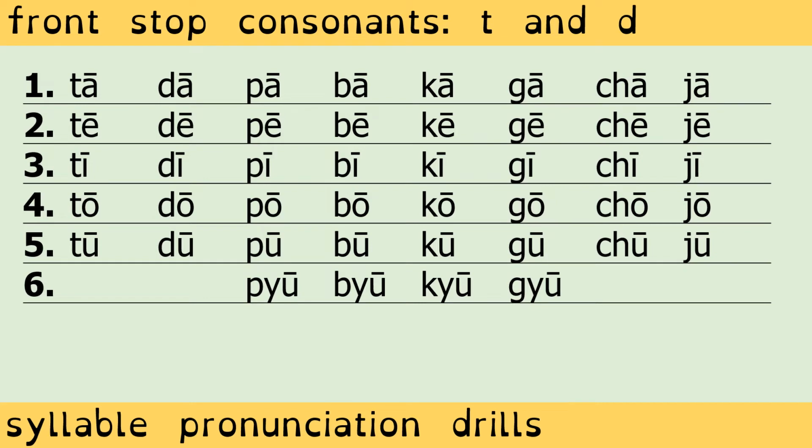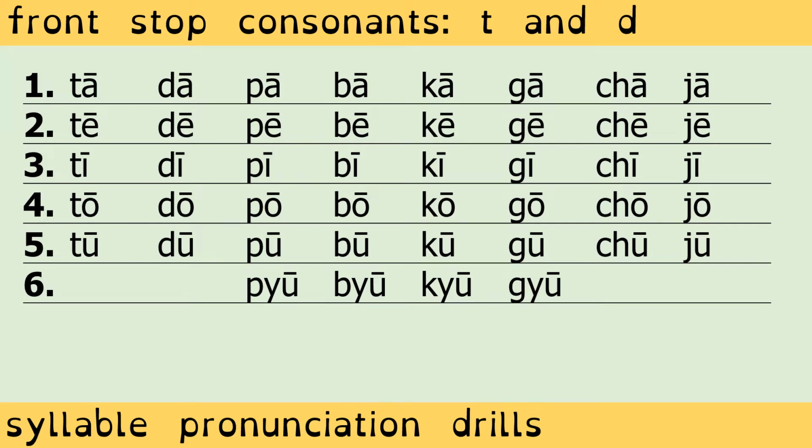Okay, now the syllables are arranged a little differently. Try to say them out loud. You can pause and restart the video when you are ready. Okay, let's go. Repeat after me. 1. Tay, day, pay, bay, kay, gay, chay, jay. Number 2. Tee, dee, pee, bee, key, gee, chee, jee.